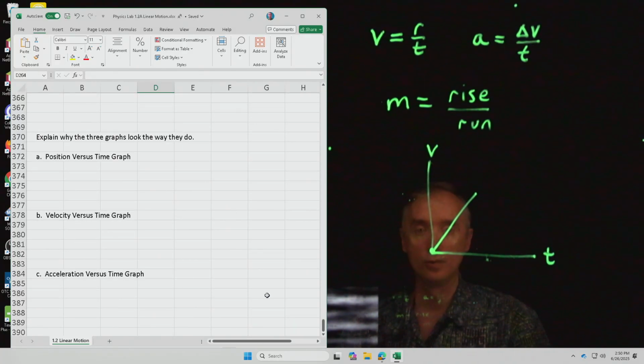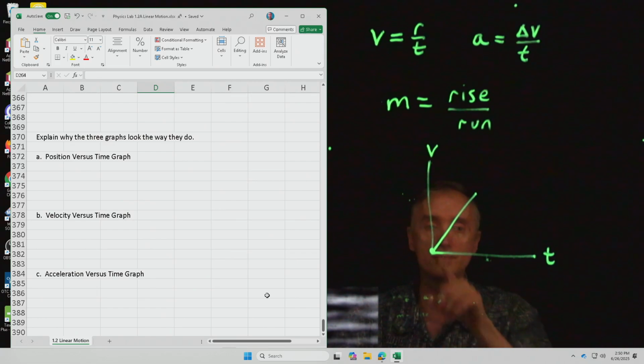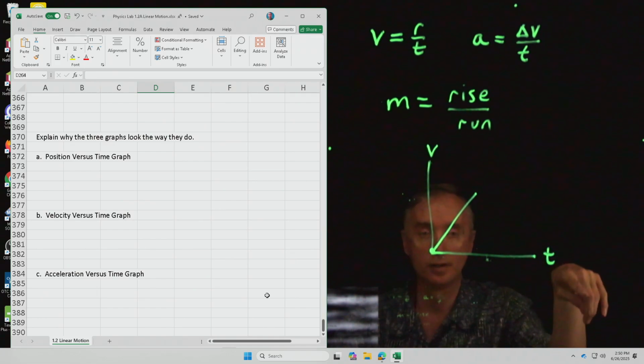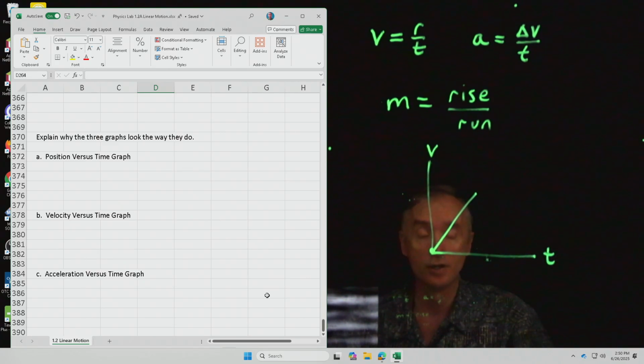Because maybe one of the graphs is like this, and then another graph is making some kind of a curve, and then maybe one of the graphs is sideways. I don't know. So look at your three graphs and then explain why does the position versus time graph curve the way it's curving. Why is this one curving the way it's curving? And then why is this one curving the way it's curving? So this is your hard one.